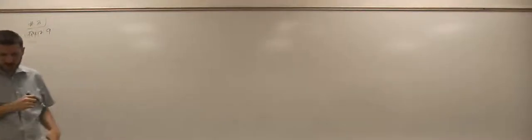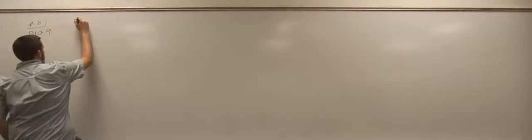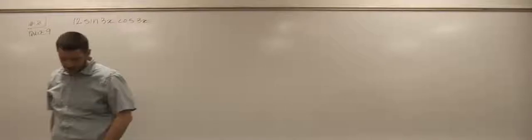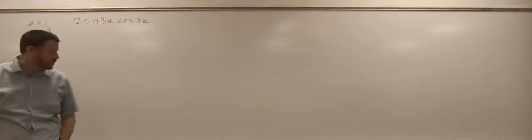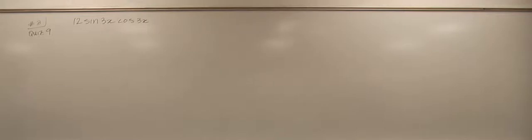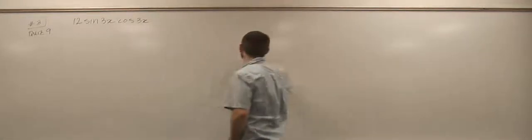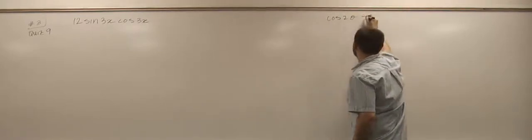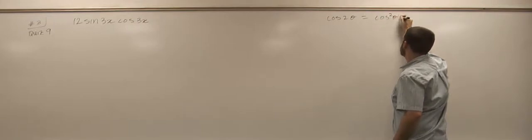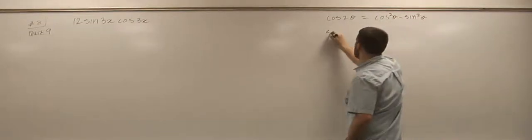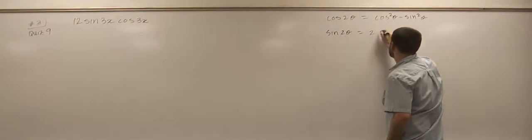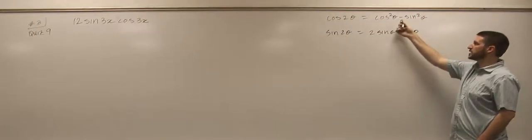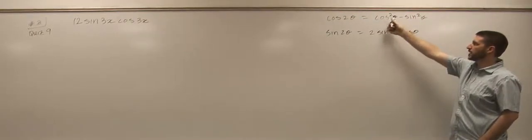So I gave you the expression 12 sine 3x cos 3x. And it said to use a double angle formula to rewrite the expression. There are lots of double angle formulas, but the two most popular are that cos of 2 theta equals cos squared theta minus sine squared theta, and sine 2 theta equals 2 sine theta cos theta. There are a couple other incarnations of this where you change cos squared with 1 minus sine squared, etc.